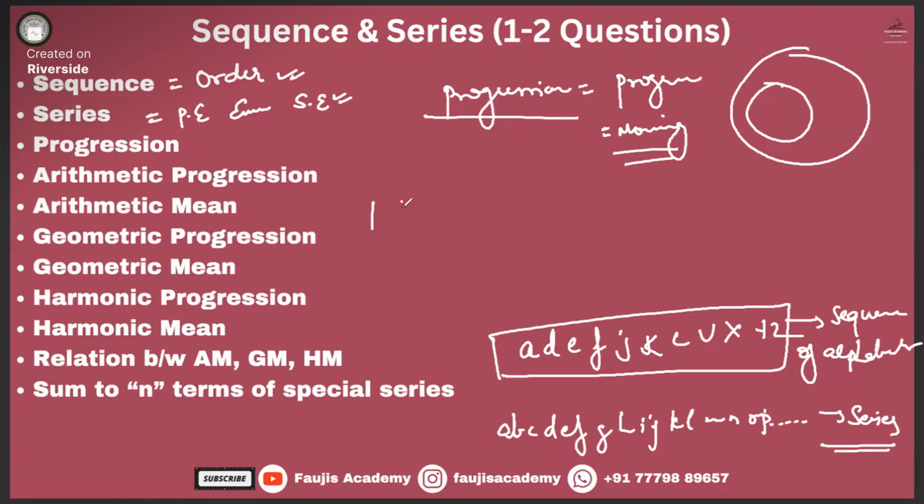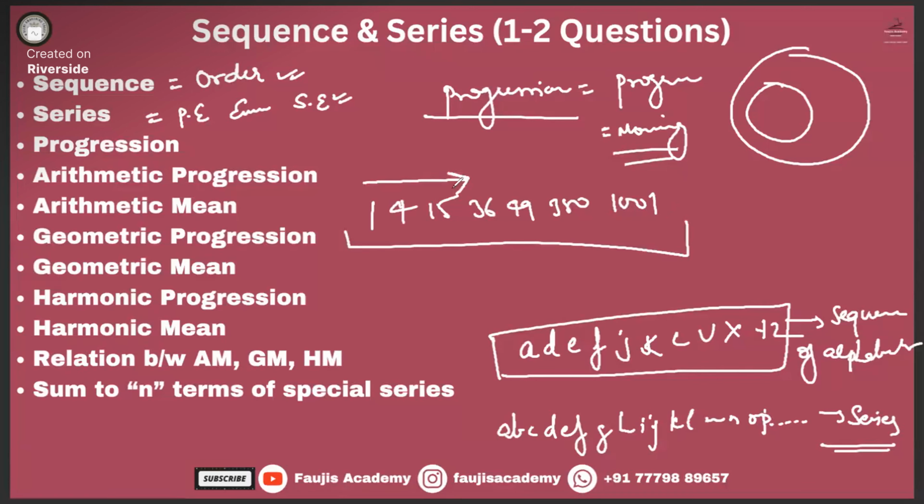1, 4, 15, 36, 49, 350, 1001. It's a progression. It's progressing. Similarly, progressing to the left hand side as well.